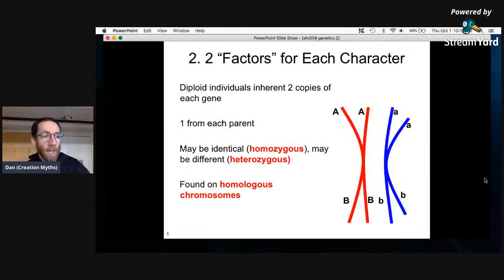So in this example right here, if hypothetically mom's chromosome had capital A, and dad's chromosome also had capital A, then you'd be homozygous for gene A. As it is, you can see mom has given you capital A and dad has given you lowercase a, so that individual at that locus is heterozygous.